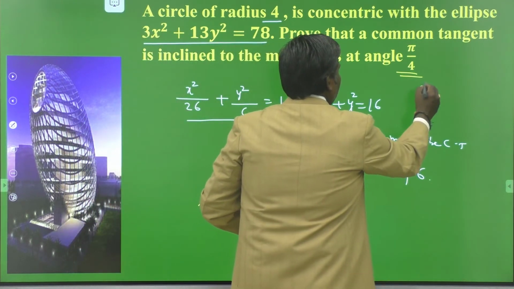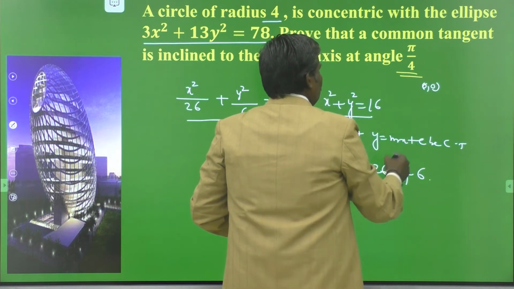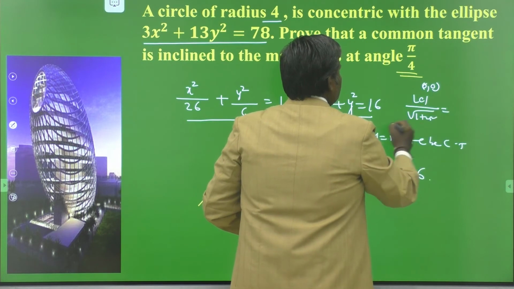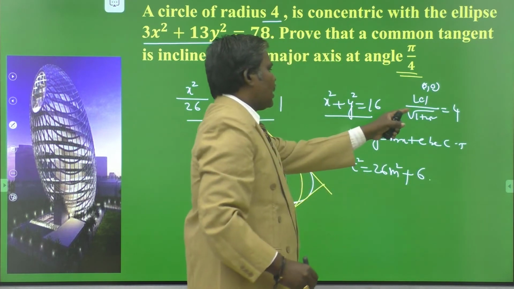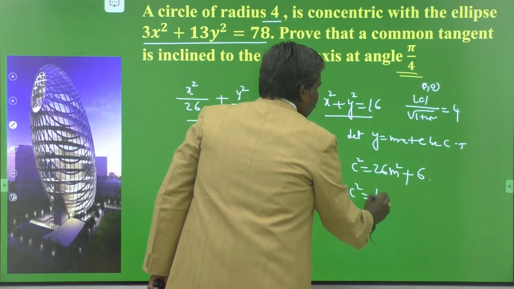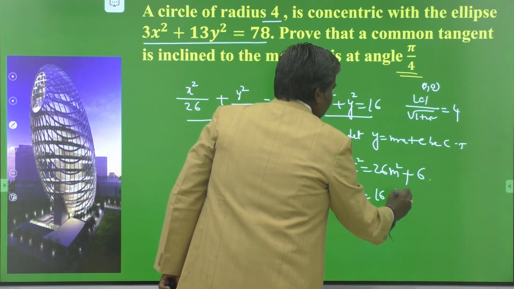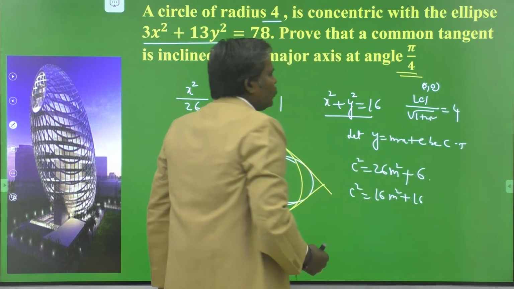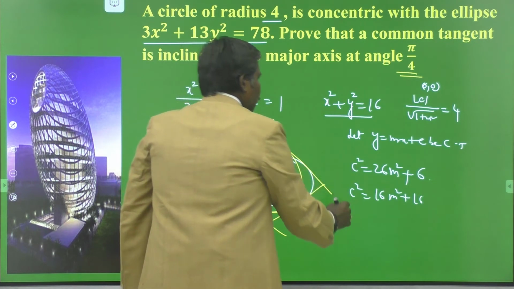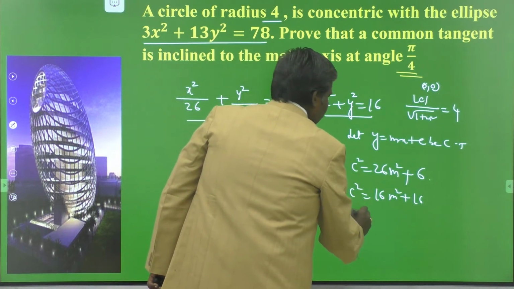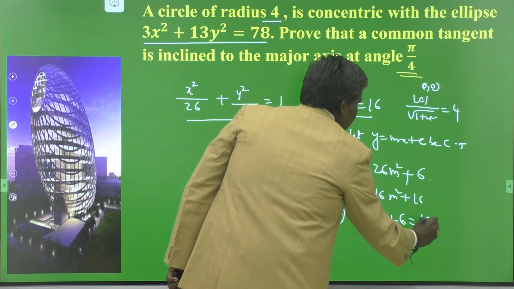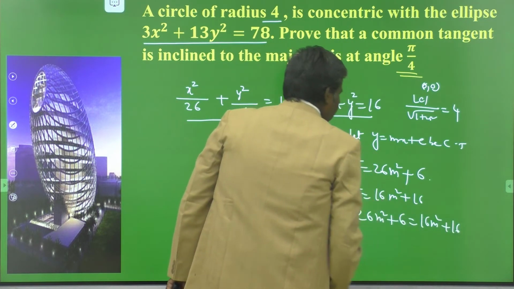So applying the perpendicular distance from 0, 0 to that line, modulus of c by root of 1 plus m square is equal to 4. r is equal to d. And then by cross multiplying, we get c square is equal to 16 m square plus 16. 16 into 1 plus m square, that is 16 m square plus 16. By equating both c squares, we get 26 m square plus 6 is equal to 16 m square plus 16.